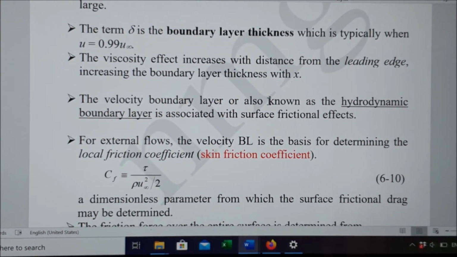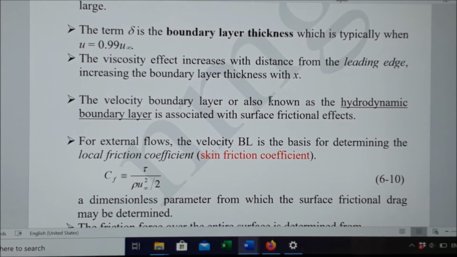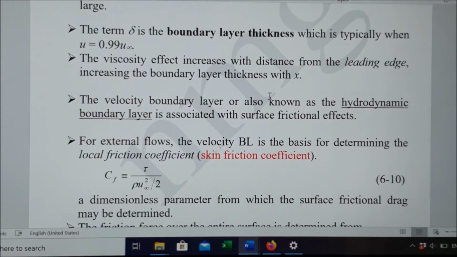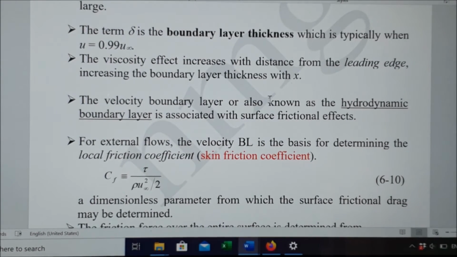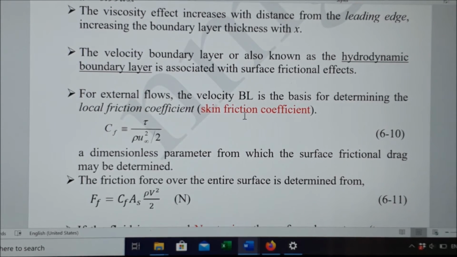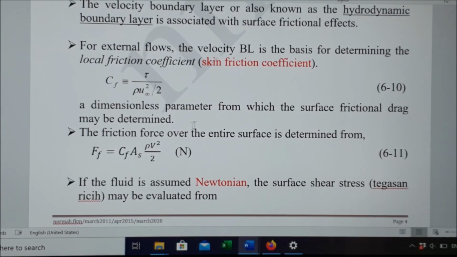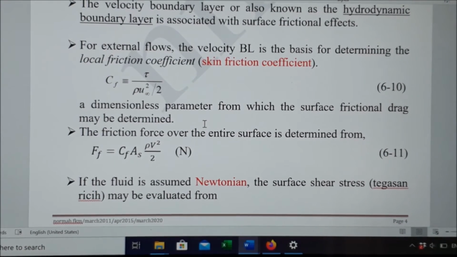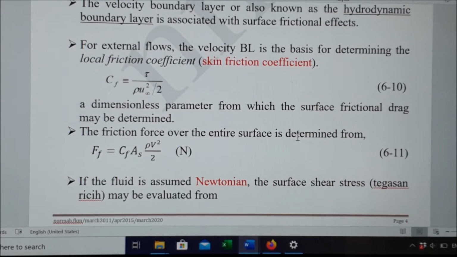The velocity boundary layer is also known as the hydrodynamic boundary layer or just the plain boundary layer. So when you hear boundary layer, it generally refers to the velocity boundary layer or hydrodynamic boundary layer. It involves surface frictional effects. For external flows, the velocity boundary layer is the basis for determining the local friction coefficient, the skin friction coefficient, which you learned in your fluids class last year. It is a dimensionless parameter from which the surface frictional drag may be determined, and the friction force over the entire surface is determined from 6.11.